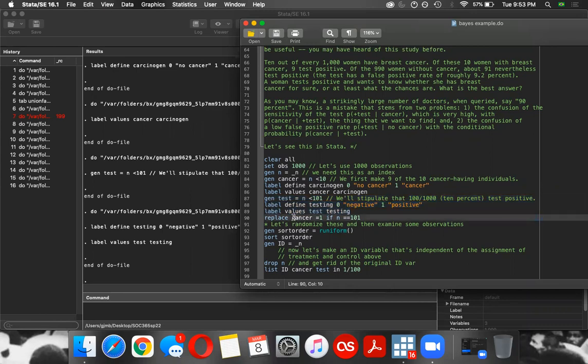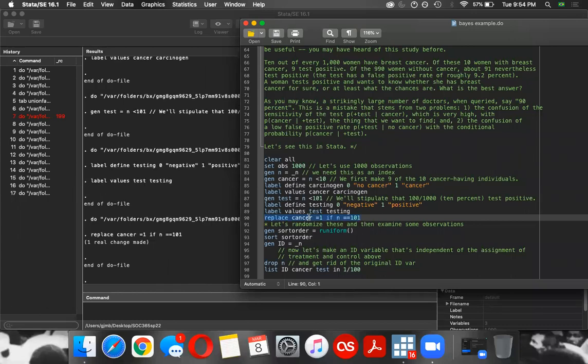And now we need to pick one unlucky person to have a positive cancer status but a negative test. Since the people with positive tests were those under 101, let's just pick person 101. So the first person with the negative test, 101, is that individual. We'll give them cancer.